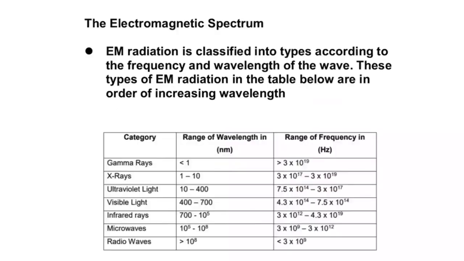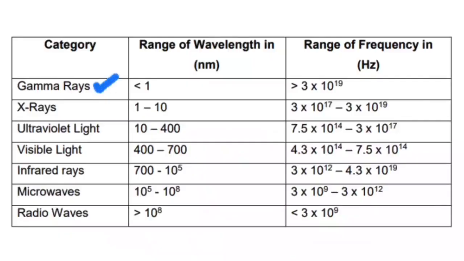But anyway, electromagnetic radiation is classified into types according to the frequency and the wavelength of the wave. These types of EM radiation in the table below are in order of increasing wavelength. Let's go ahead and take a look. Gamma rays, they have the smallest wavelength. As you can clearly see, it is less than 1 nanometer. Nanometers, 1 times 10 to the minus 9 meters. So gamma rays have a very small wavelength.